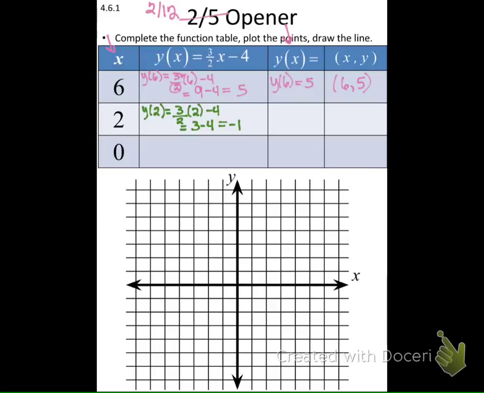So my output column, how would I write that, Brendan? No. The function of? What did you put in for that x here? 2 equals what? What did it equal? -1. And then your ordered pair? Okay? Good.